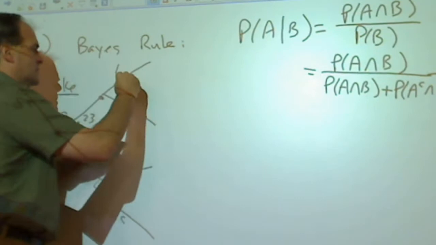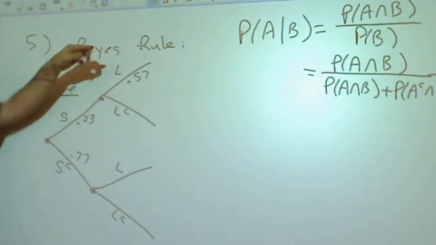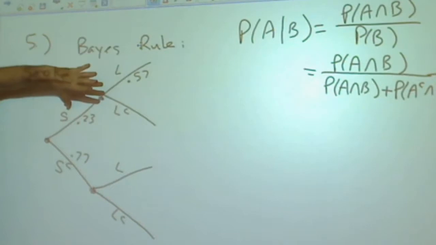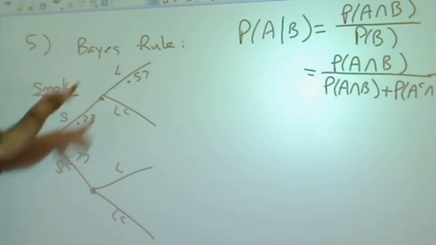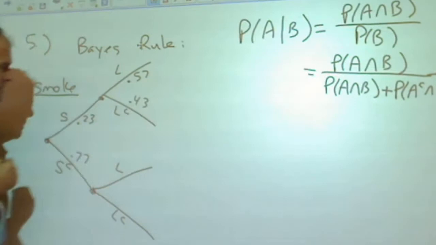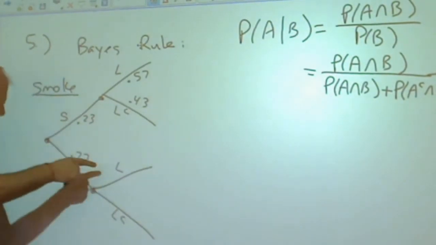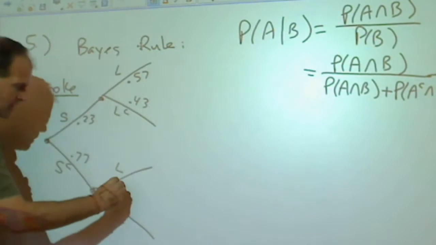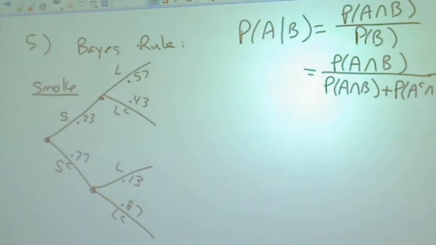So these were the conditional probabilities given. The probability of smokers who have the lung condition is 0.57. That's a conditional. So that means 0.43 don't, of the smokers. And then I think they said 13% of non-smokers have the lung condition. That means 0.87 don't. Is everybody good with the tree? At least building it.